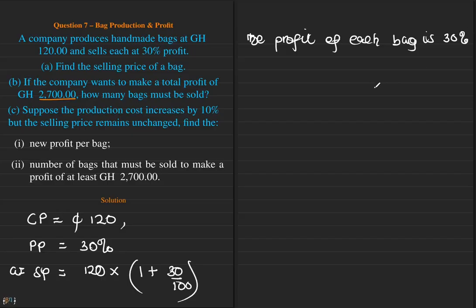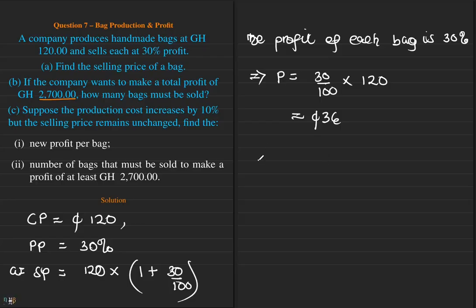30%. You can then say 30%, that is the profit. This implies that our profit is equal to 30%, which is 30 over 100 times the cost price. So assuming you had not solved it, which gives us 120. And evaluating this now gives us what? 36. So this is the profit on each bag.